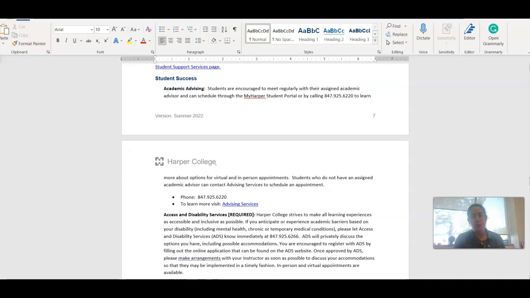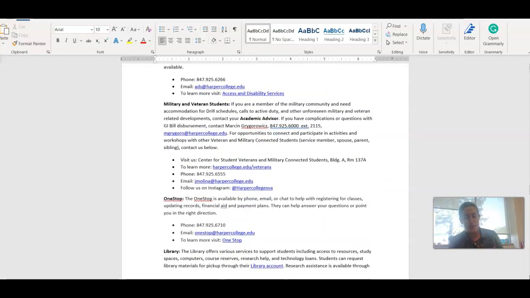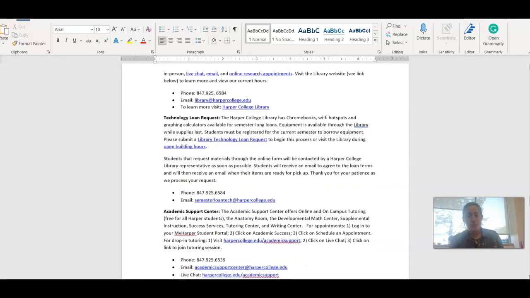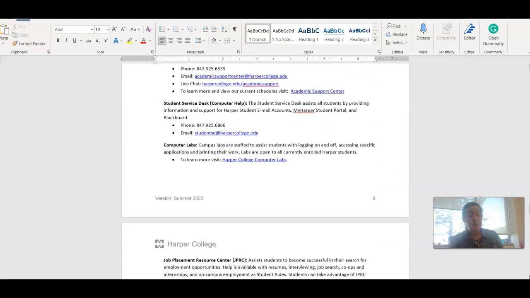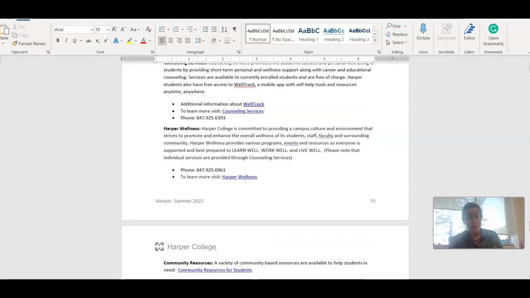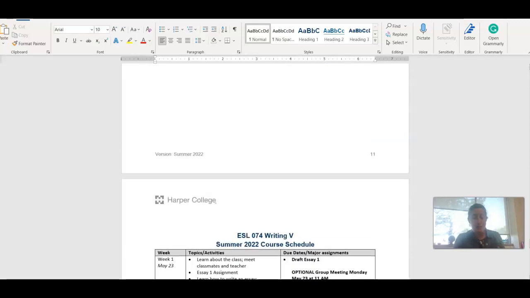these are some of the student support resources that we have available, like an advisor, access and disability services, which helps you if you have a disability, including a learning disability, military and veterans, more technology, academic support or tutoring, and also health and wellness. So there's a lot of health and wellness information here. So I do encourage you to look through this and try to see this information.